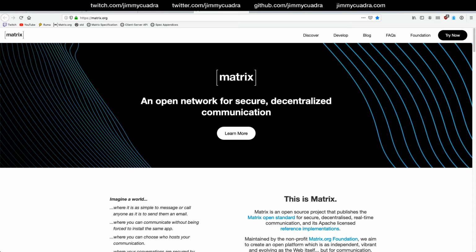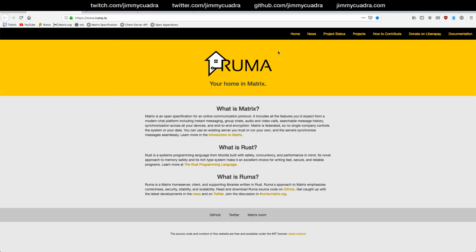So things like Slack and Facebook Messenger and all of these things, where the company can read everything you say and all of the data lives on their servers. And if you want to use their network for chatting, then you have to use the software that they provide. So Matrix is trying to put back in the hands of the users the power and control of data and privacy. And so Ruma is the project I'm working on here, which is an implementation of a Matrix home server and client in Rust.